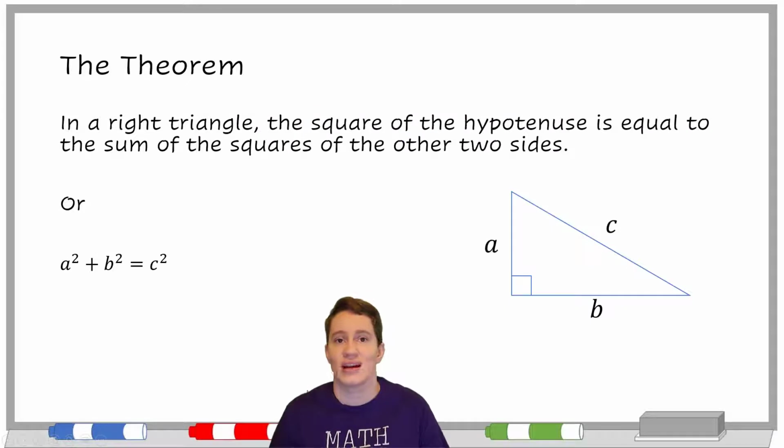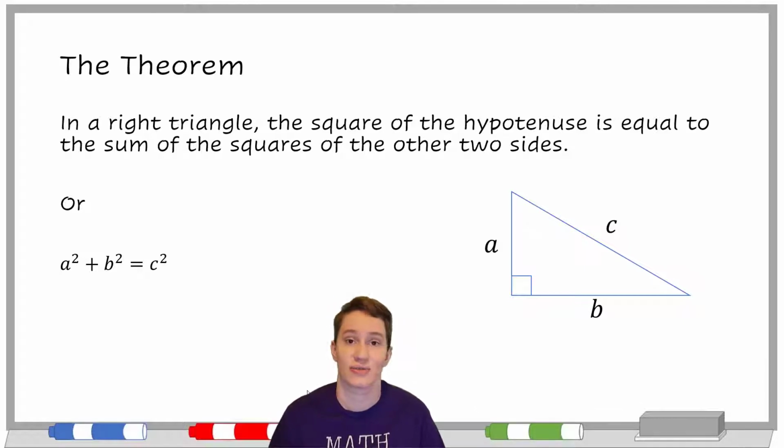Let's check it out. The actual Pythagorean theorem, and there are different ways to word it, says: in a right triangle, the square of the hypotenuse is equal to the sum of the squares of the other two sides. More commonly, we think of it as this formula: a squared plus b squared equals c squared. The only thing we need to define about that formula is that a, b, and c are the sides of our triangle. At least two of them will normally have to be numbers, and we can then use those two to find the third thing that we're missing.